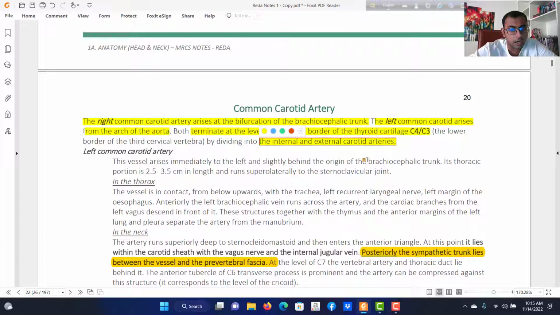The right common carotid artery arises from the brachiocephalic trunk. We all know that, it is a first year topic. And the left common carotid artery arises from the arch of the aorta and terminates at C3 and 4. C4 is the demarcation where the common carotid artery subdivides into two: the internal carotid and external carotid. So C4 is very important, and at the C3 level the hyoid bone is present. Must remember for the Part A exam.